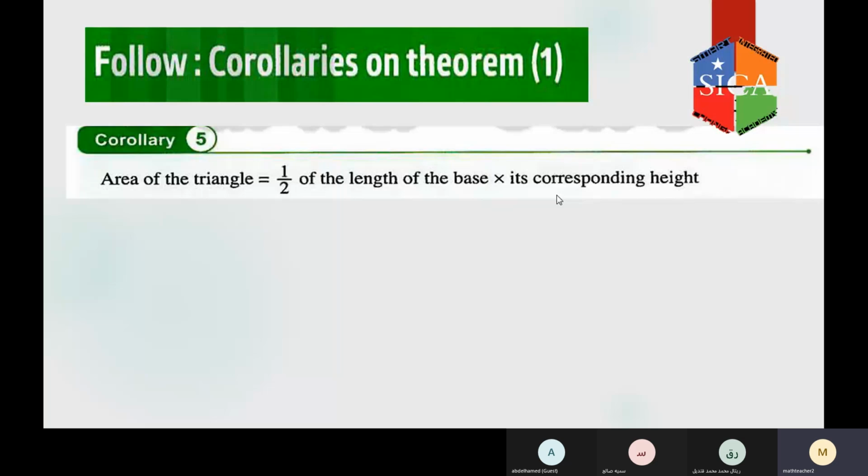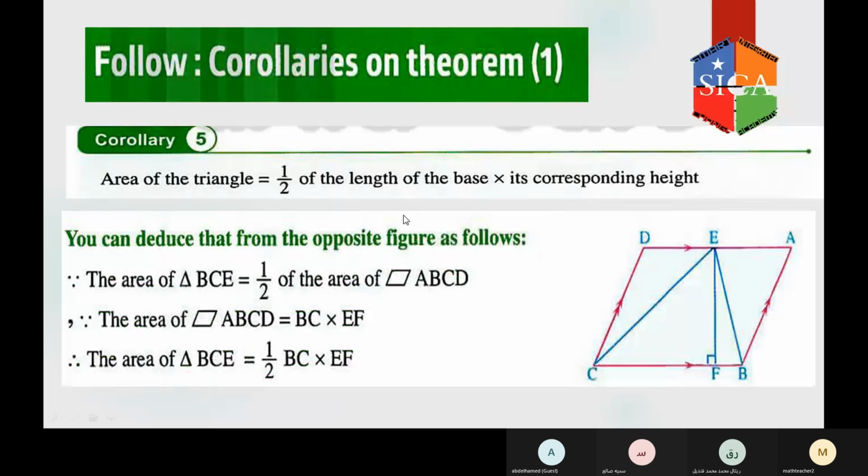We can get the area of the triangle with any base and its corresponding height, which is equal to half the length of the base times the corresponding height. We can deduce this from the opposite figure as follows. The area of triangle ACB, ACE, BCE. This triangle, BCE.